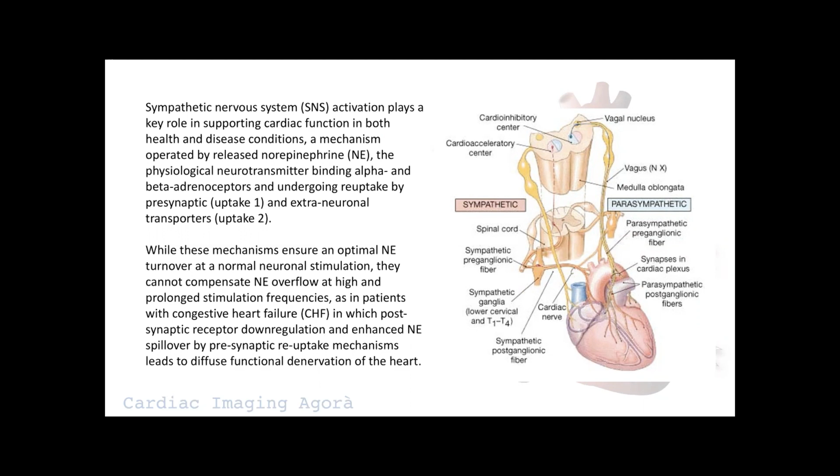While this mechanism ensures an optimal norepinephrine turnover in a normal neuronal stimulation, they cannot compensate the overflow of norepinephrine during high and prolonged stimulation frequencies, as we can find in patients with, for example, congestive heart failure, in which the postsynaptic receptor downregulation and the enhanced norepinephrine spillover by the presynaptic reuptake mechanism leads to diffuse functional denervation of the heart.